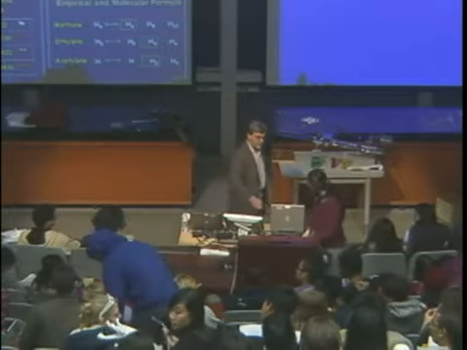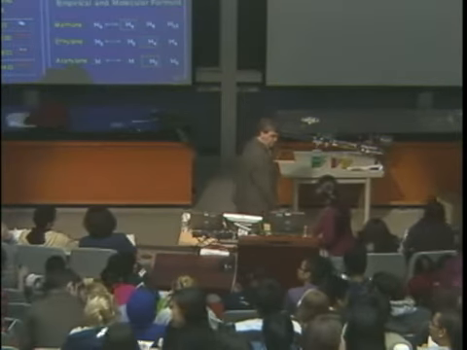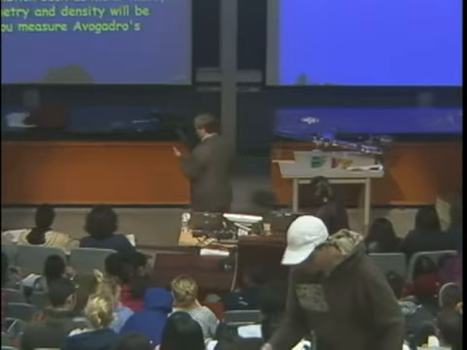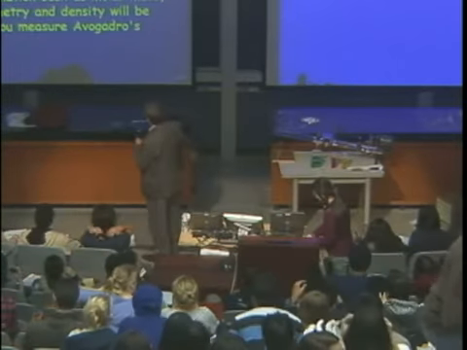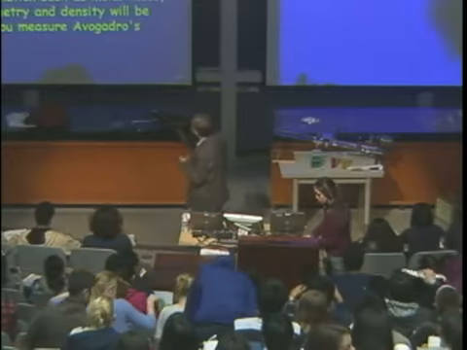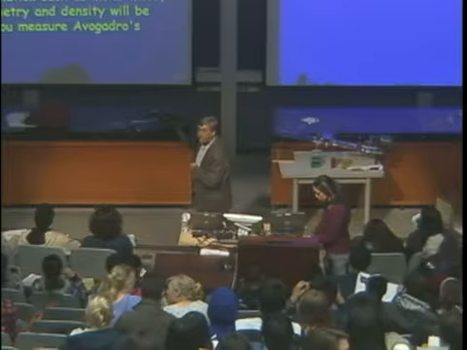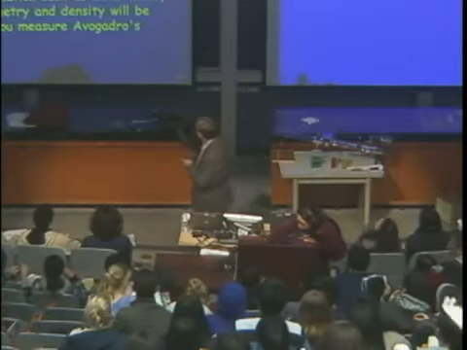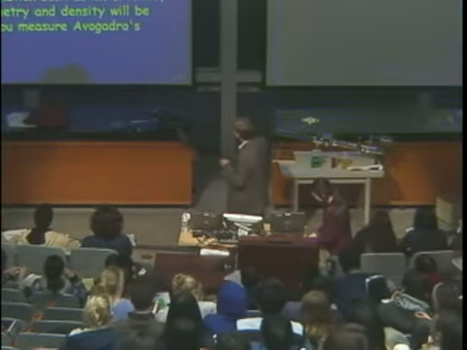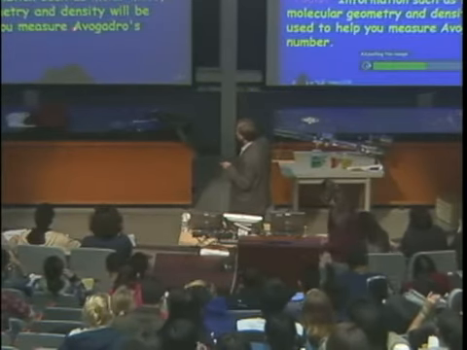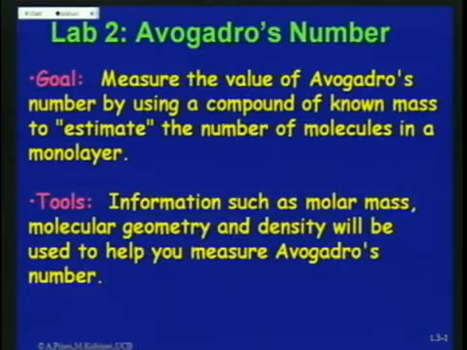Okay. This week's lab deals with Avogadro's number, and you measure the value of Avogadro's number by using compounds of known mass to estimate the number of molecules in a monolayer. Good luck with that. Do the counting, okay? You need information such as molar mass, molecular geometry, and density to help you measure this number, 6.022 times 10 to the 23rd. So when you're done with counting, you can go home, okay?